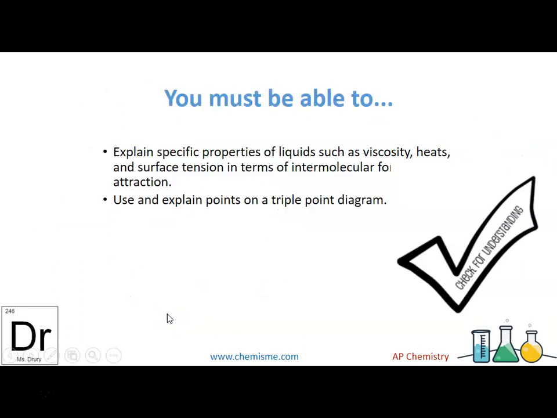So at this point, you should be able to explain specific properties of liquids such as viscosities, heats, and surface tension in terms of intermolecular forces of attraction, and then also use and explain points on the, not triple point diagram, sorry, the phase change diagram.